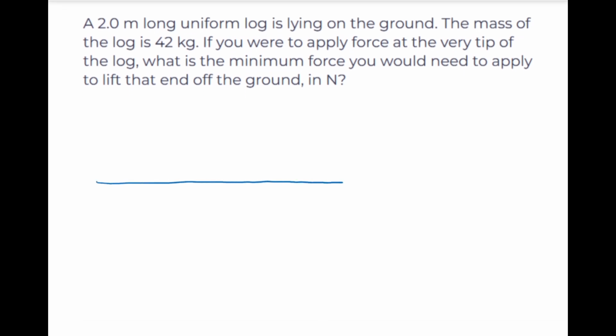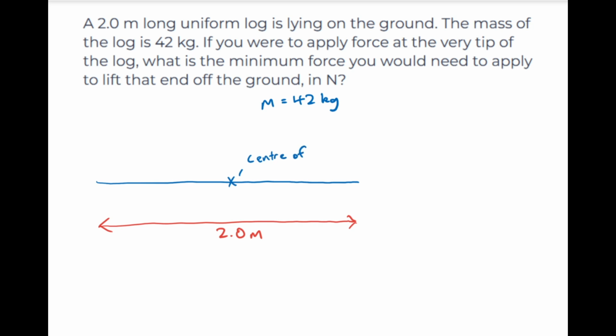For torque questions, I always like to draw a diagram. So I will draw a line to represent my log, then fill out the details. We know that the length of the log is 2.0 meters. Then the mass equals 42 kilograms. The log is uniform, which means that the center of mass of the log will be located at the midpoint of the length of the log.